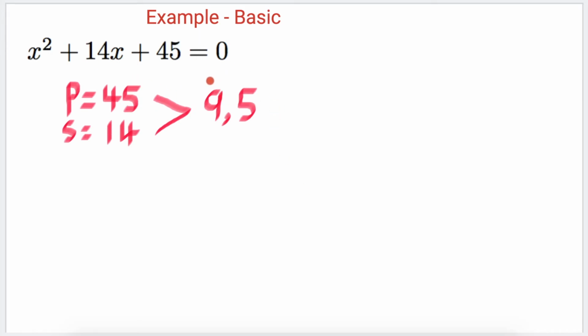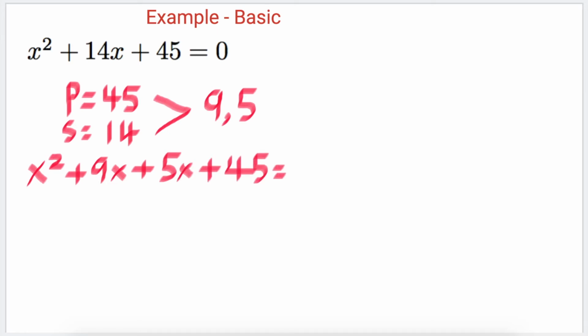Now once we get the product and the sum, we're going to put these two values back into the equation and rewrite that quadratic equation. We're going to rewrite it this way: x squared plus 9x plus 5x plus 45 equals 0. We have not changed the equation. All we did was rewrite. We removed the 14x and replaced it with 9x plus 5x.